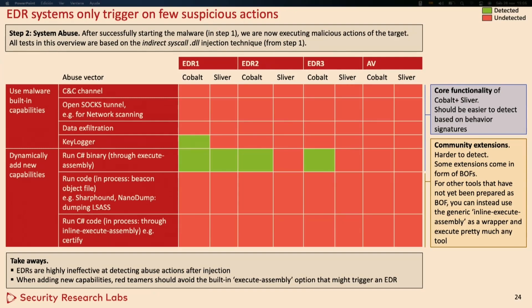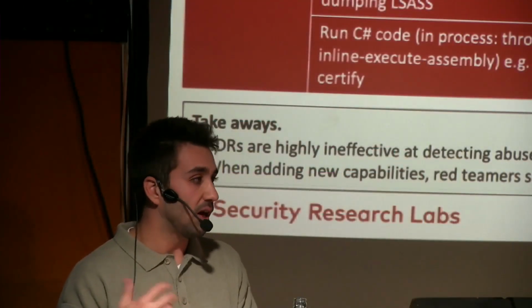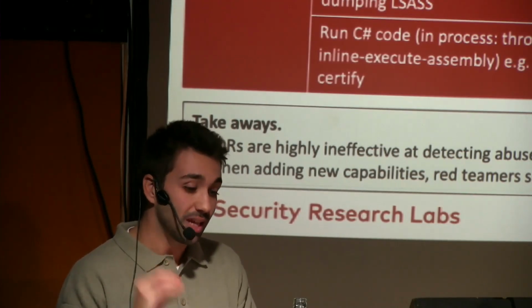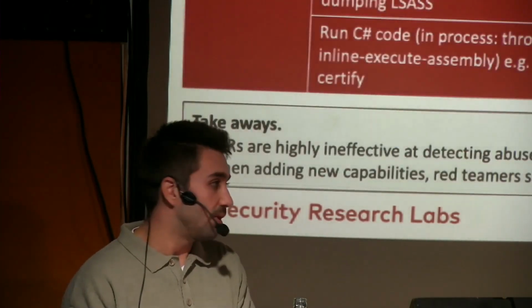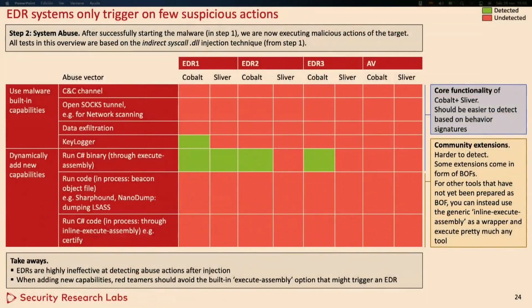And another approach to the same problem would be inline execute assembly, which performs the same action that execute assembly is doing, but instead of spawning a new process and doing fork and run, it injects in the same process. And in that case, it's completely undetected. So we can infer also that the activity was detected because of fork and run and not because of execute assembly by itself. The takeaway from here is that EDRs are highly ineffective detecting dynamic actions, and the main area in which they can be effective, and that they are effective, is detecting the first injection when you are getting initial access.